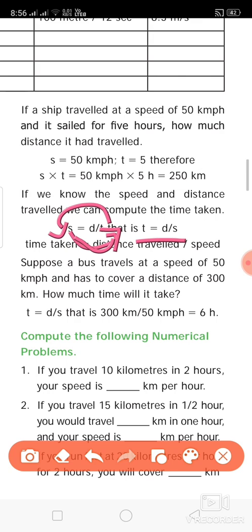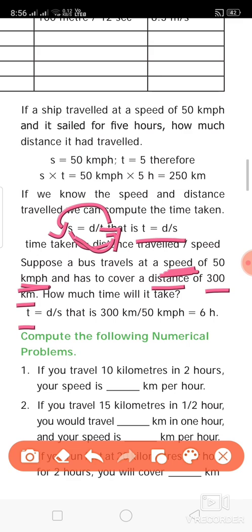They have given an example. Suppose a bus traveled at a speed of 50 km per hour. Speed, don't forget to see the word speed. Speed means S, 50 km per hour. If you cannot find out what parameter is given, you can check with the unit. If you are thorough with the unit, you can easily come to know what the parameter is. Speed of 50 km per hour and has to cover a distance. Distance is given, 300 km. How much time will it take?